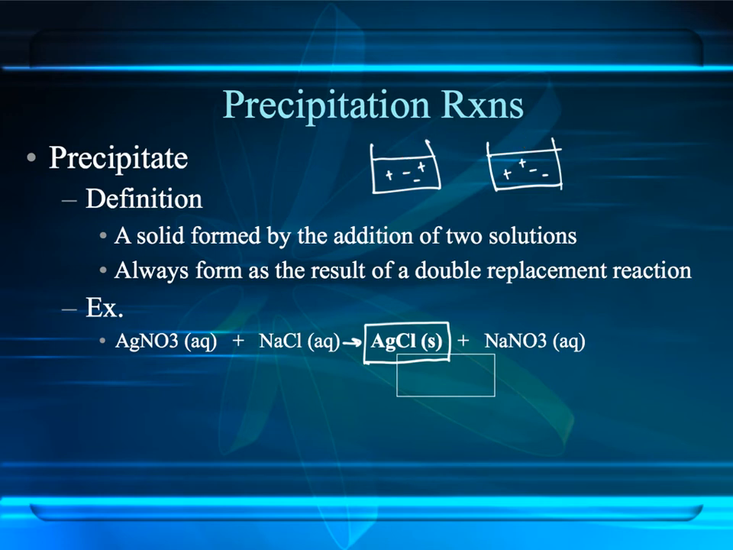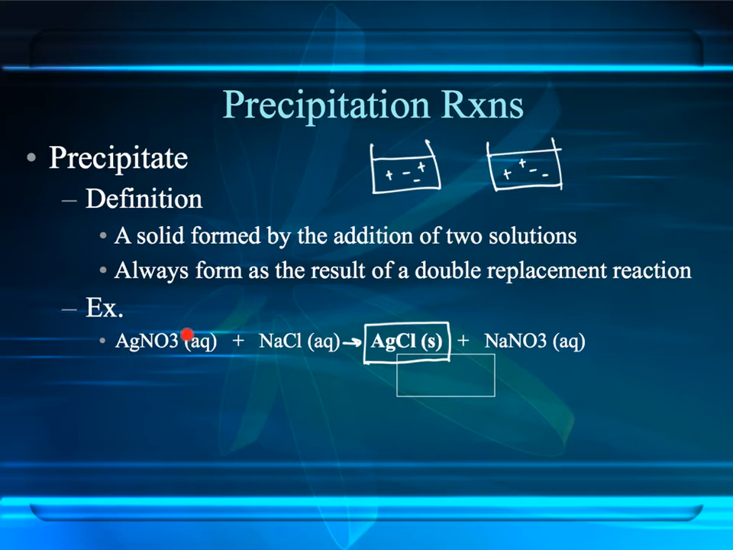What ends up happening is that some of these positively or negatively charged ions are going to actually bond with the positive or negatively charged ions in this solution. And instead of ending up with nothing but ions, all aqueous ions, some of them actually turn into solids. So these always form as the result of a double replacement reaction. So here's my example down below.